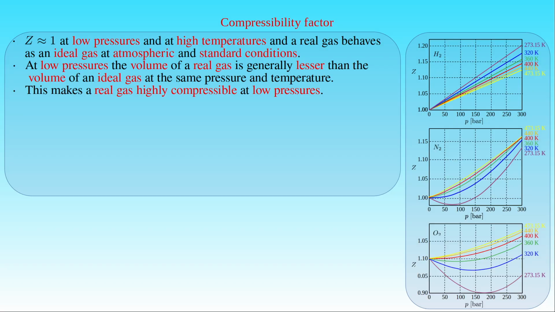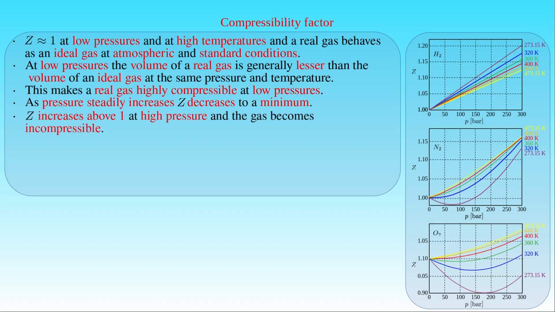This is also true for hydrogen, but this effect can only be observed at temperatures lower than about 200 Kelvin, where the compressibility factor is less than 1 at low pressures. As pressure steadily increases, the deviation factor decreases to a minimum. Again, this effect can be measured for hydrogen at low temperatures as well. The compressibility factor increases above 1 at high pressures and the real gas becomes incompressible, that is, its volume cannot be significantly reduced even if a high pressure is applied on it.